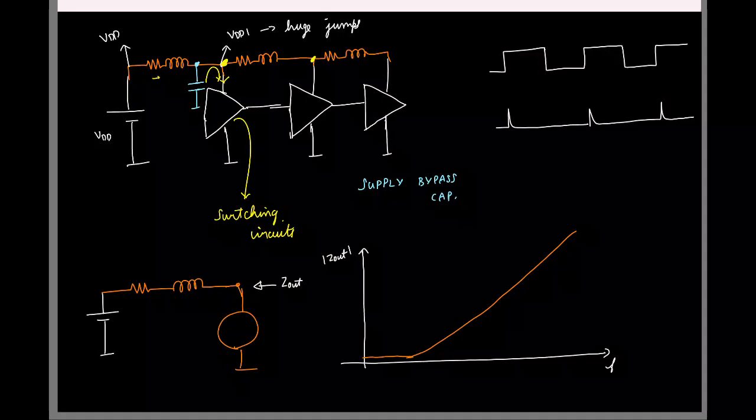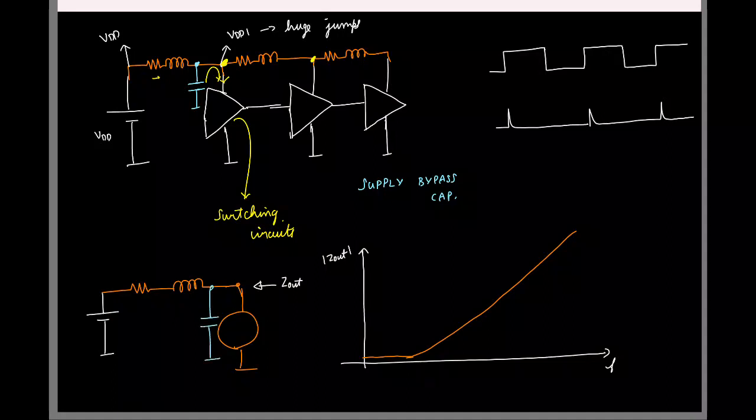Now you know that if this were a complete short across all frequencies, you don't have any issues, right? So now we have a low impedance for low frequencies, but since at high frequencies the inductance offers a very large impedance, we have a large drop, and that is what is causing issues. Okay, so now the act of putting a capacitor, let's see what it does.